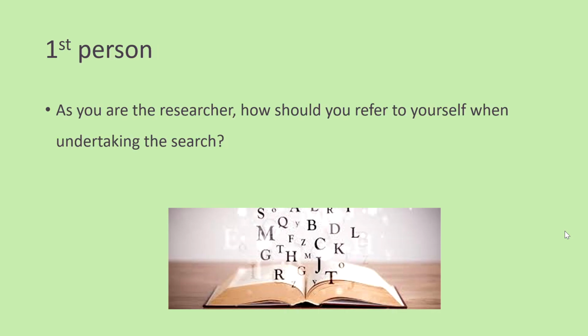A quick note about first person. So, as you are the researcher, how should you refer to yourself when undertaking the search? Remember, for academic writing, we don't want you to use first person, unless you're directly reflecting. So you need to perhaps refer to yourself as the author, or the researcher. Or you could write in third person, and say things such as, the literature was searched, instead of, I searched the literature.